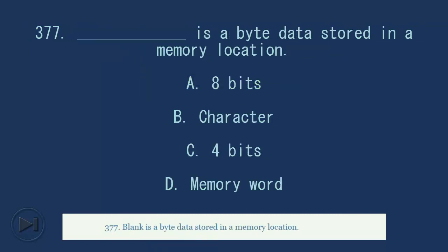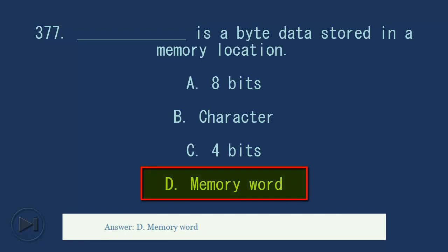377. Blank is a byte data stored in a memory location. A. 8 bits. B. Character. C. 4 bits. D. Memory word. Answer: D. Memory word.